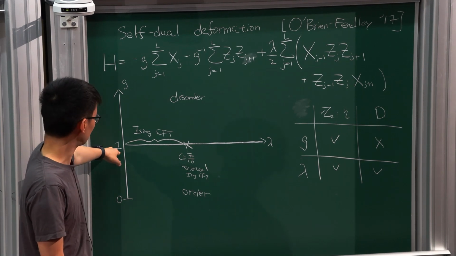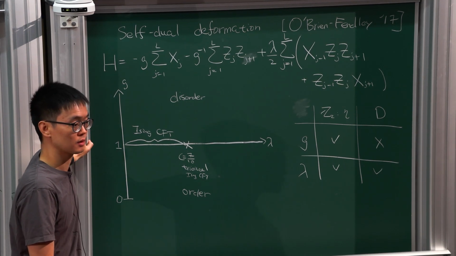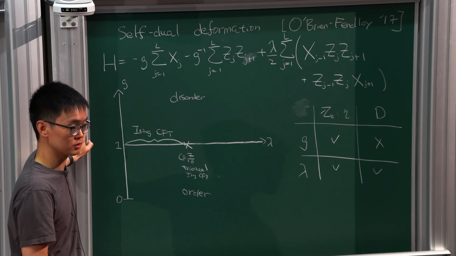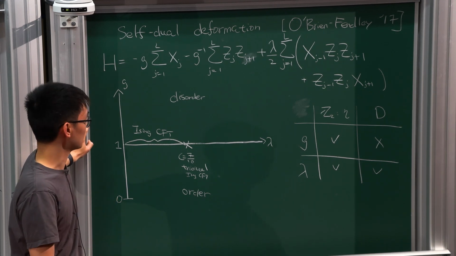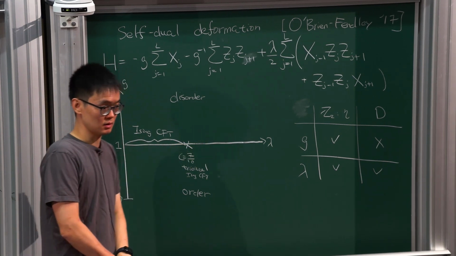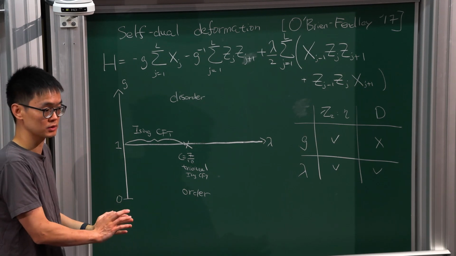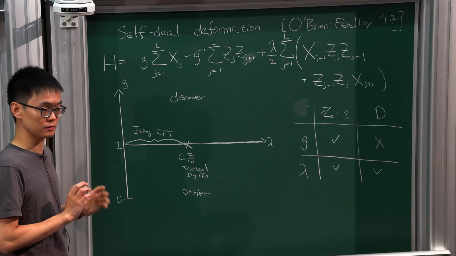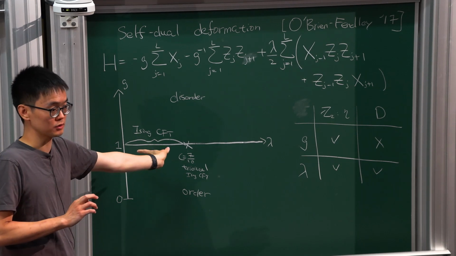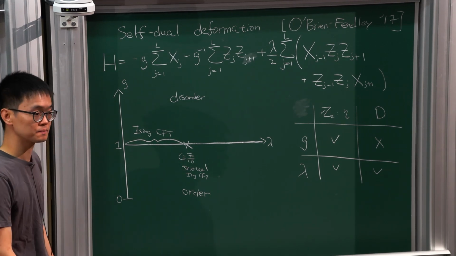So I'm preserving the non-invertible symmetry, so I stick to the G equals 1 line. And I turn on this deformation. So I always impose the non-invertible symmetry as I go along this line. And from the CFT point of view, it's clear there's no relevant deformation preserving both symmetries. And that's consistent with the fact that numerically you see there's a region that's this Ising CFT phase.